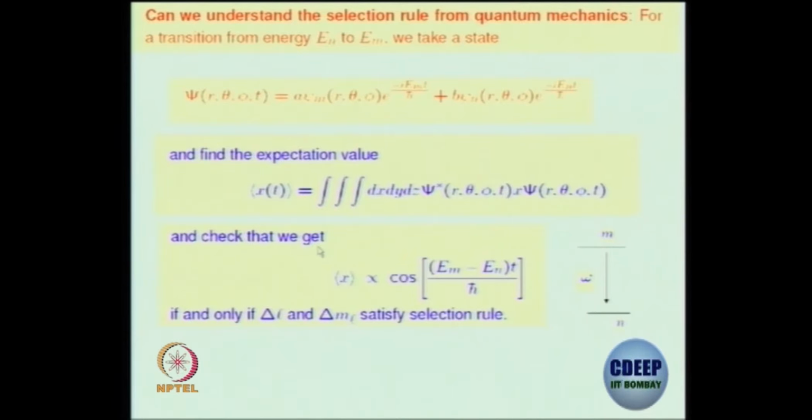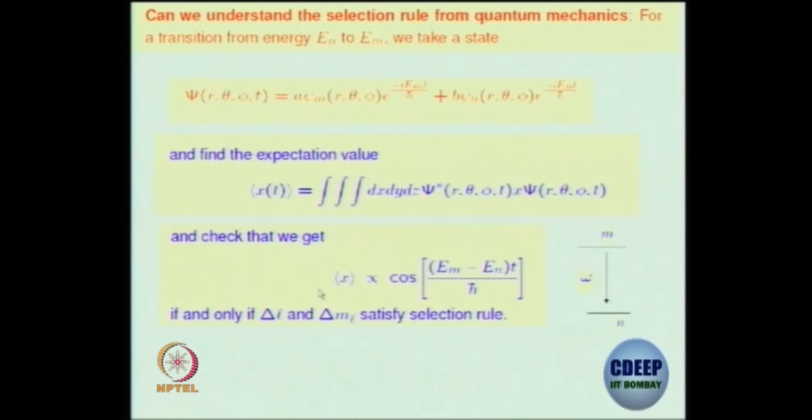It's like some kind of a harmonic oscillator position in a classical harmonic oscillator, right? You have a cos omega t. So in some sense you see that this is similar to your harmonic oscillator, with frequency being Em minus En by h cross, even in a one dimensional problem.